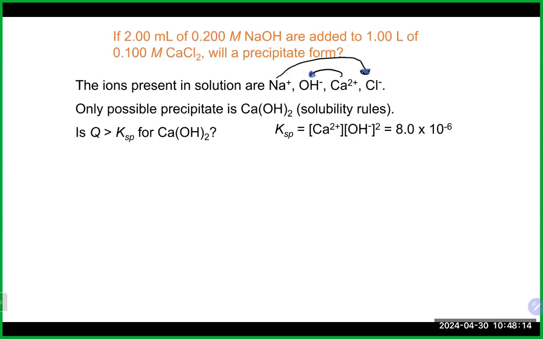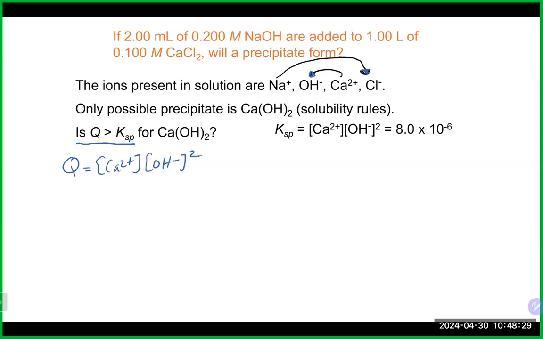Okay, so let's take a look. As it says here, we really want to calculate Q and compare it to the Ksp, as our calcium hydroxide is our only option. Remember that Q is calculated the exact same way as we would calculate the Ksp.